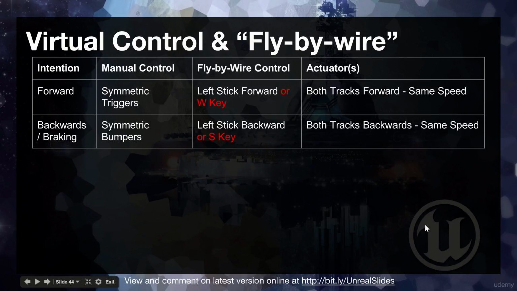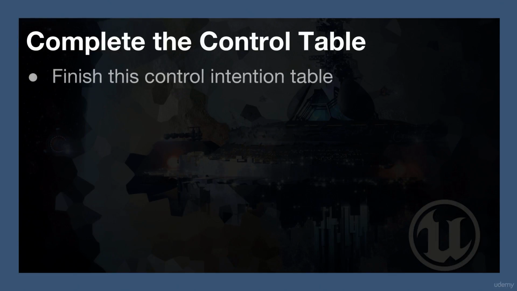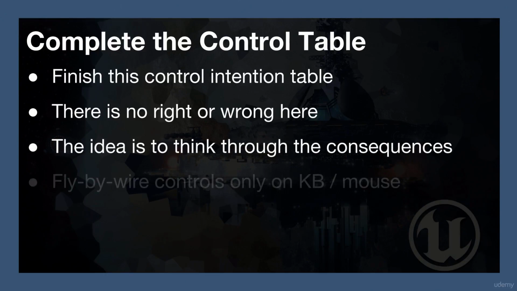Okay, so that's an indication of the sort of controls. What I would like you to do as a challenge is to really think through these controls, because it's a very valuable exercise before we go diving in and actually making this happen. We want to know what control paradigm we're ending up with. So I want you to complete the control table. I'll flip back to the slide in a minute, but let me just brief you on it. I want you to finish the control intention table. There's no right or wrong way of doing this. The purpose is for you to think through this.